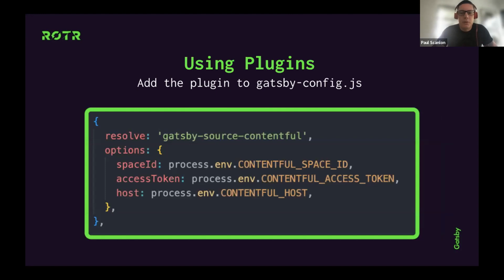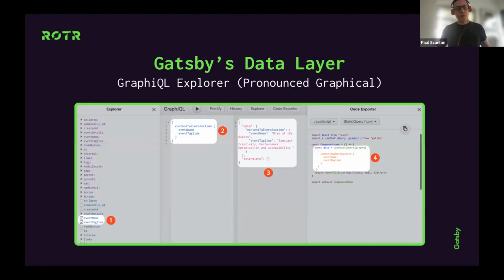And then to install gatsby-source-contentful into your Gatsby site, it's a very few lines of code. A couple of API keys, and just resolve the npm package gatsby-source-contentful. Once that's hooked up in your Gatsby project, it will source all of the data from Contentful. So down the left-hand side in the Explorer, you can see all of the fields that are available to query.